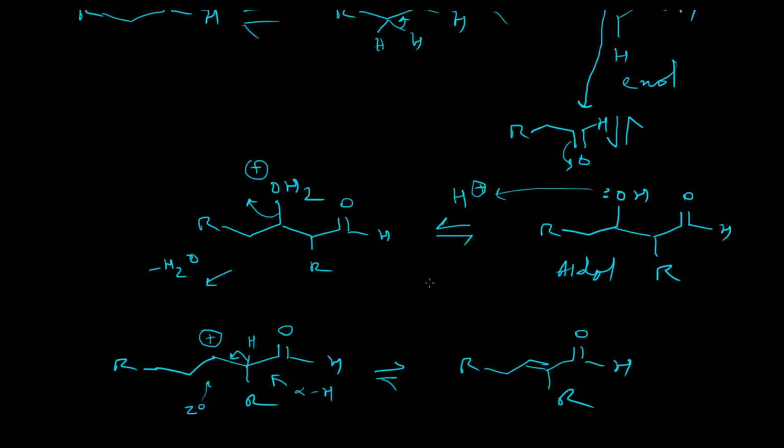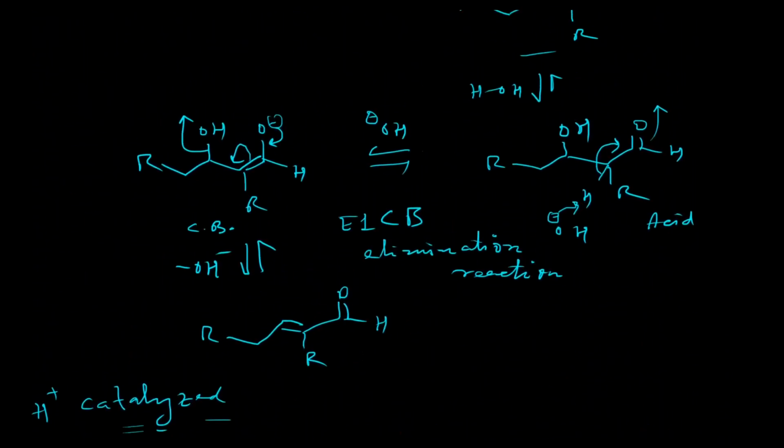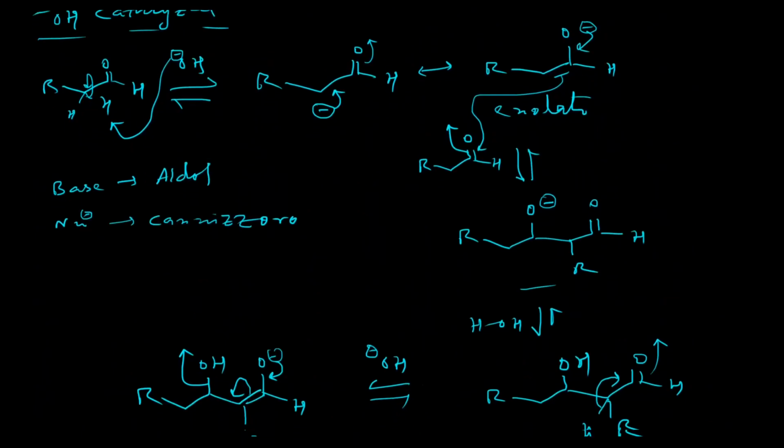So the second step in case of acid catalysis is the E1 elimination reaction. You can see that E1 elimination requires the first step to be the formation of carbocation, and then it undergoes the proton abstraction, right? So this is the mechanism for acid catalyzed aldol reaction. So now we have to consider some important things here.